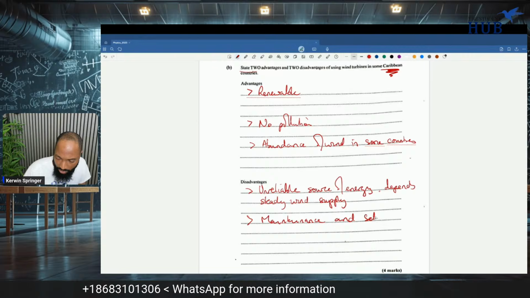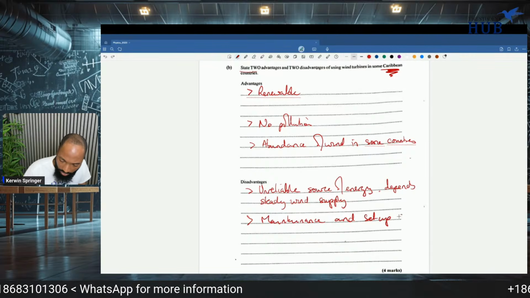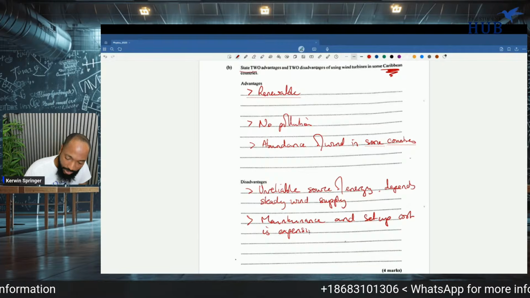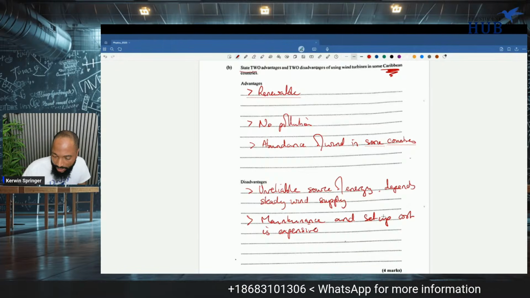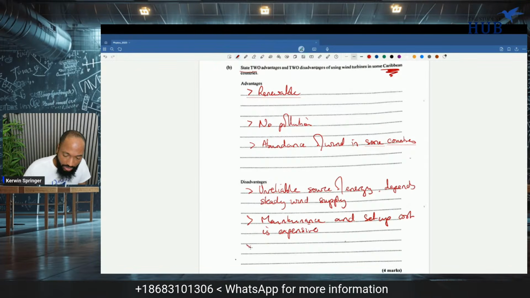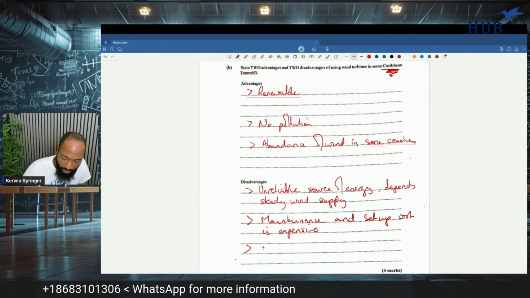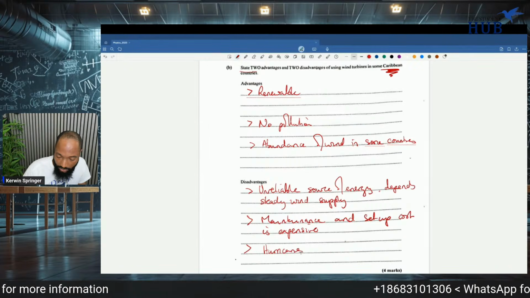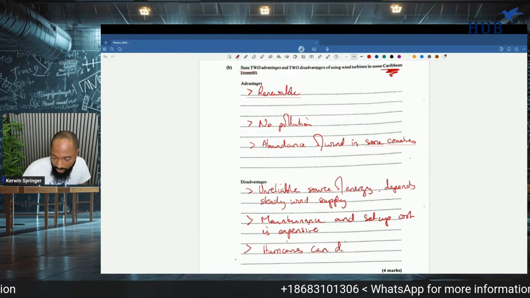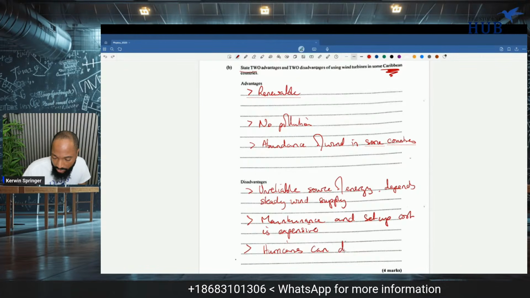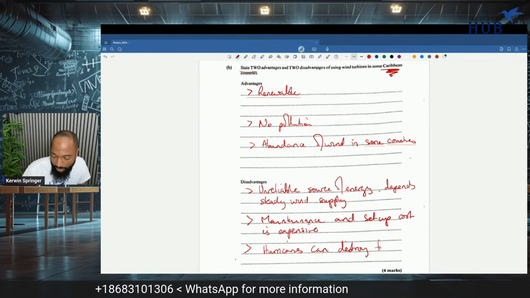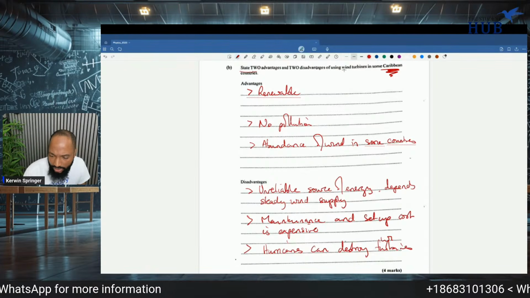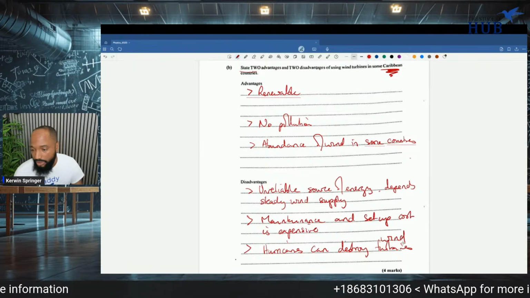Setup cost is expensive for a small island budget. And the Caribbean has hurricanes. Destroy turbines. And you have to start back from square one. What are they calling it? Wind turbines, right? Wind turbines.